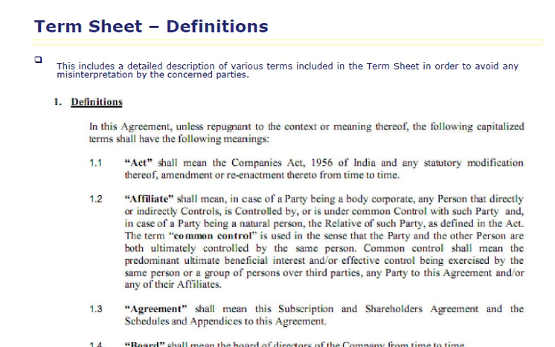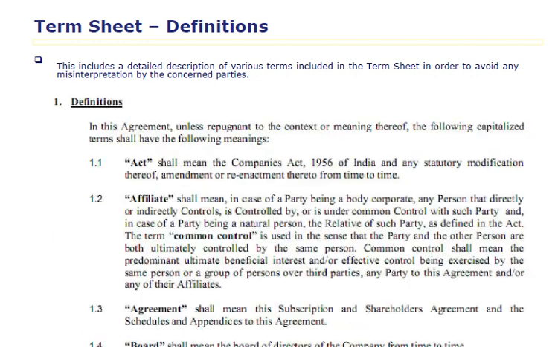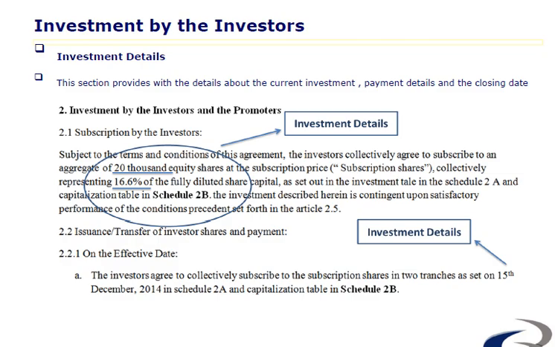So let me define the terms and conditions. Act means the Companies Act 1956. Affiliate means a party, being a corporate or a person, that directly or indirectly controls, and common control is used in the sense that the party and other person are controlled by the same person. So these are the different terms. Dilution instrument means the equity shares or any right, option, or warrant that entitles the holder of such instrument to receive any equity shares of the company. So this is one. Then we have the term sheet on investment by the investors.